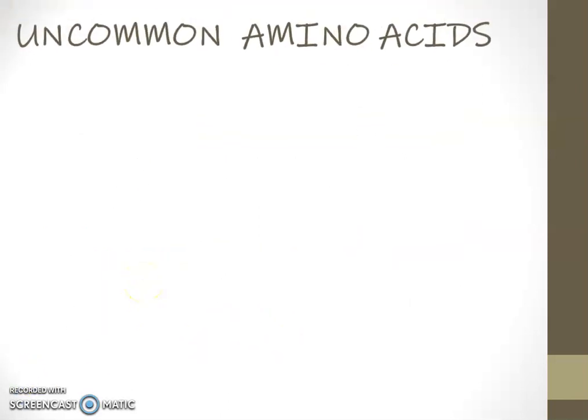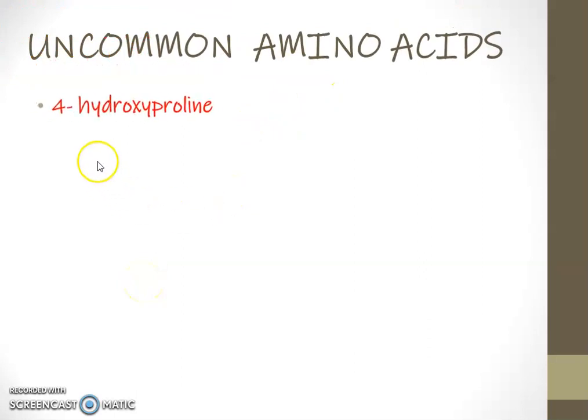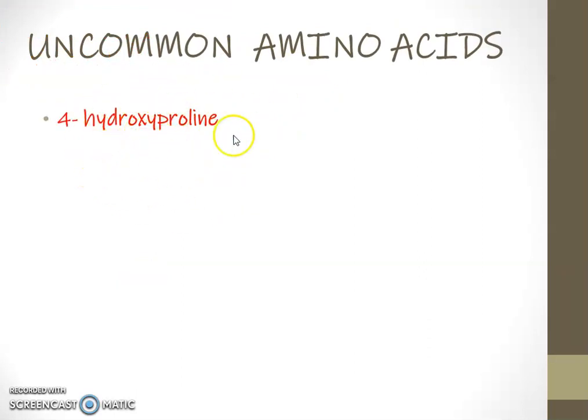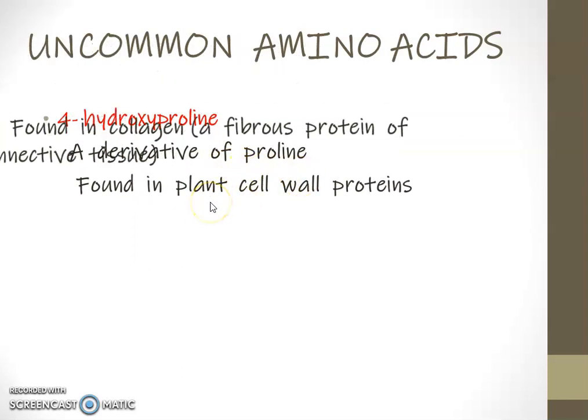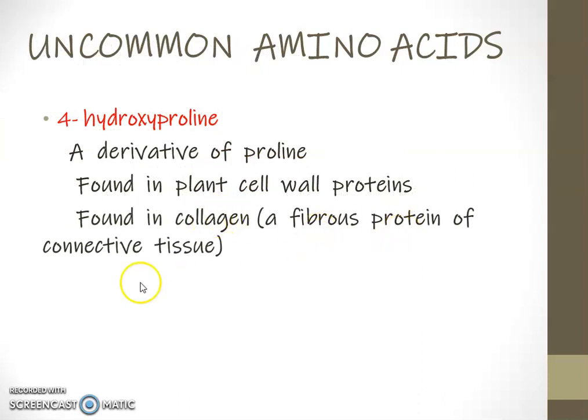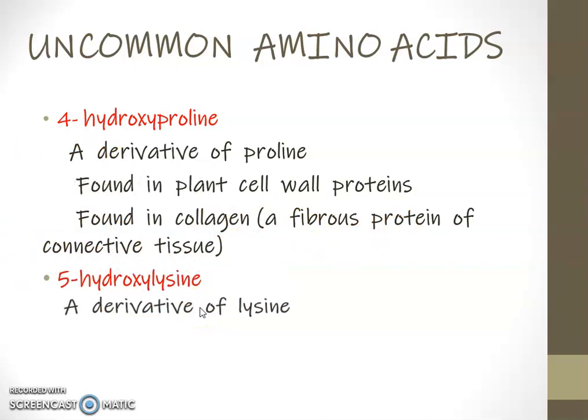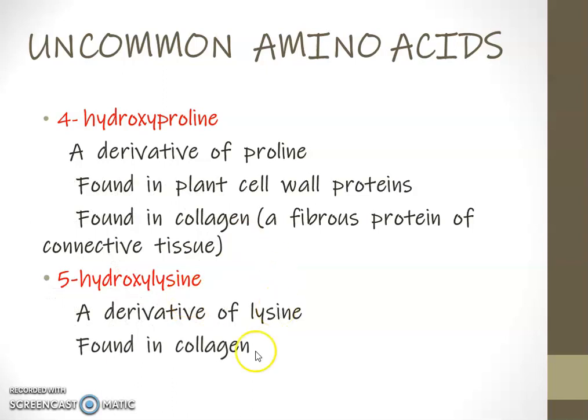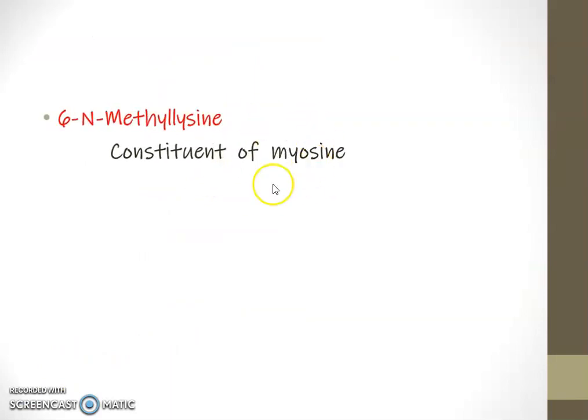The next category is uncommon amino acids or the rare amino acids. What are those? 4-hydroxyproline. Of course it is a derivative of proline, and it is present in plant cell wall protein and also in collagen, which is a fibrous protein of connective tissue. The next one is 5-hydroxylysine. It is a derivative of lysine and it is also present in collagen. The next one is 6-methyl lysine, and it is a constituent of myosin. Myosin is a protein present in the contractile system of skeletal muscle. It helps in the contraction of the skeletal muscles.